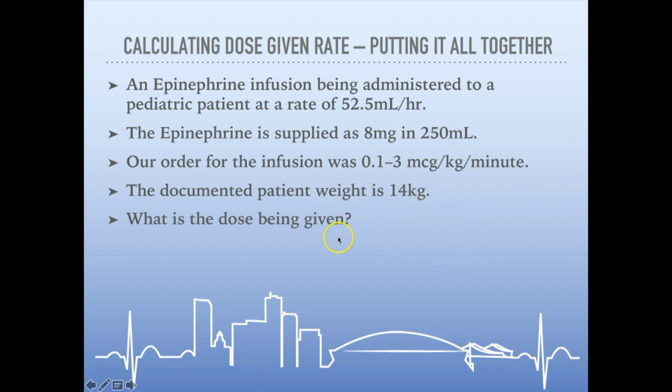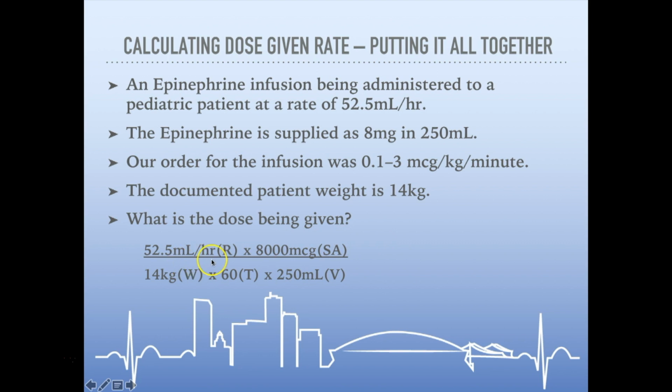All right, well, let's figure it out. We'll set our formula up, and you can see that for our rate, we're at 52.5 milliliters per hour. We'll multiply that by our supplied amount, which is 8,000 micrograms. Because our dose was ordered in micrograms, we converted our supplied amount from 8 milligrams to micrograms by adding 3 zeros behind it. So we'll multiply 52.5 times 8,000 for our top.